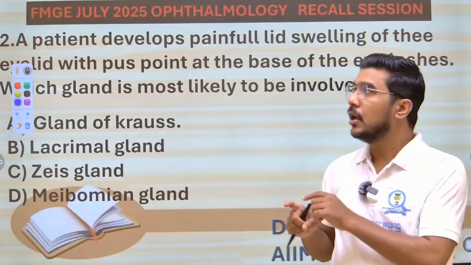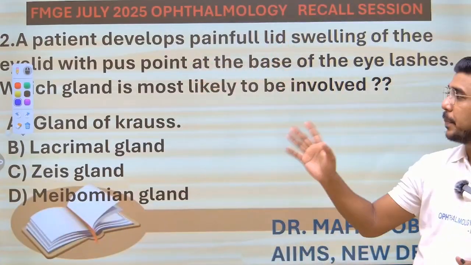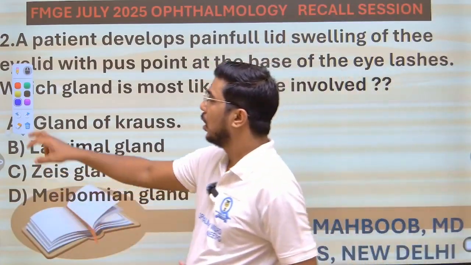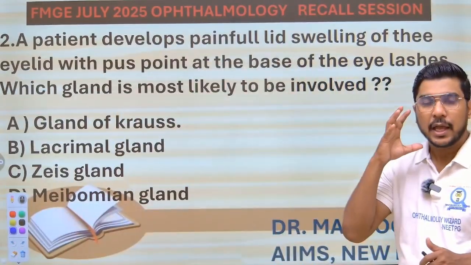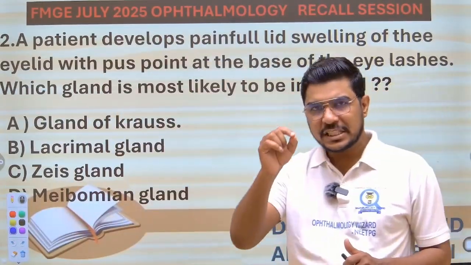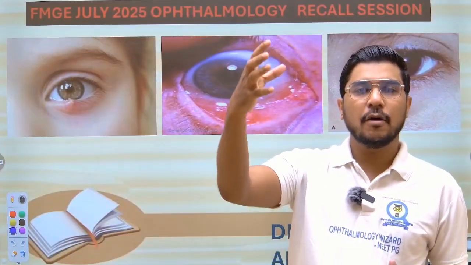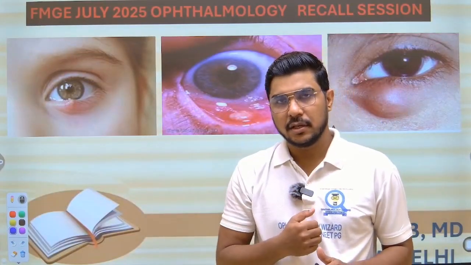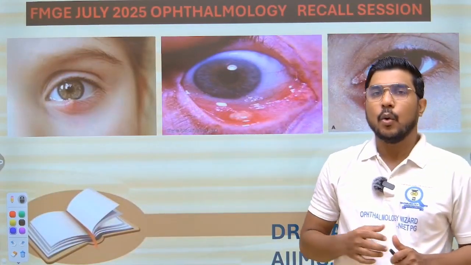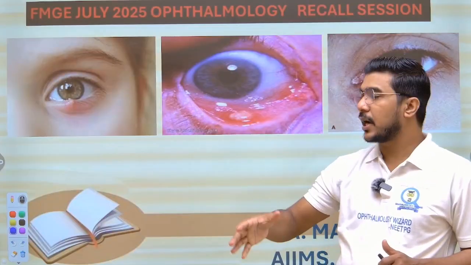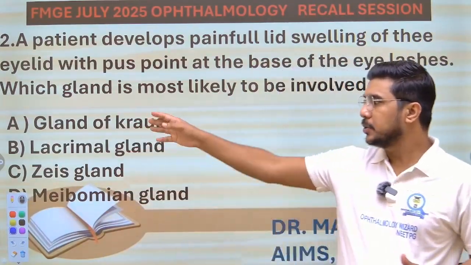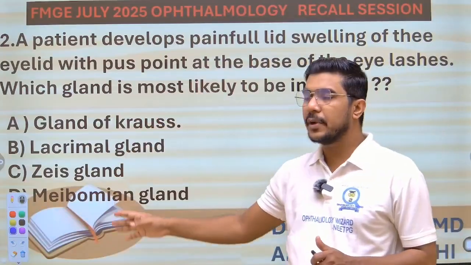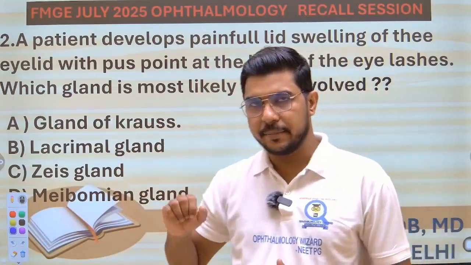Okay. Coming to the second MCQ, let's discuss the second MCQ. Can you see here? A patient develops a painful swelling in the eyelid with a pus point at the base of the eyelashes. Which of the glands is responsible? The options are gland of Zeis, lacrimal gland, Moll's gland, and Meibomian gland.